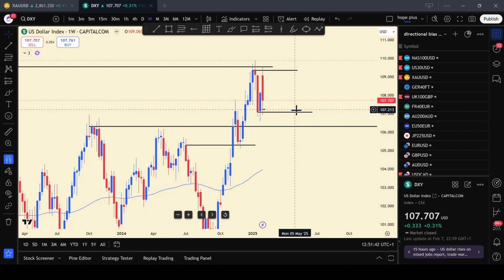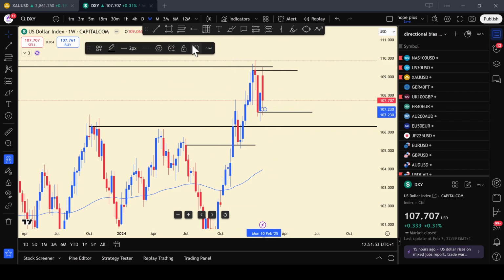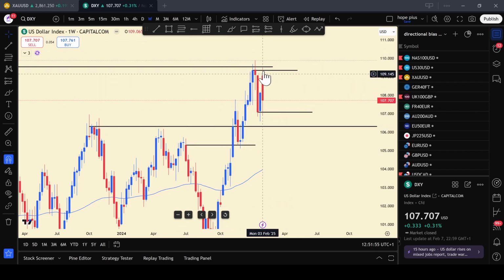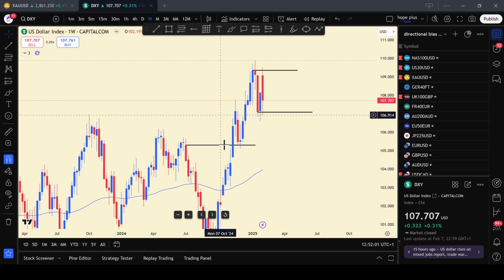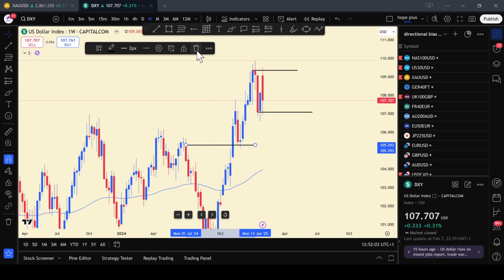Let me do this 100%. Will not be too juicy for me, because we move from here to this point and we rejected. So let's go to the daily and see what we can capitalize from this range here. So I'll take away everything here and focus on that weekly range.